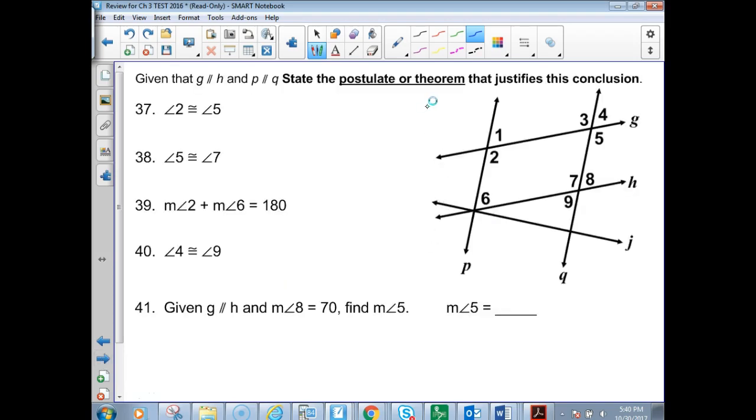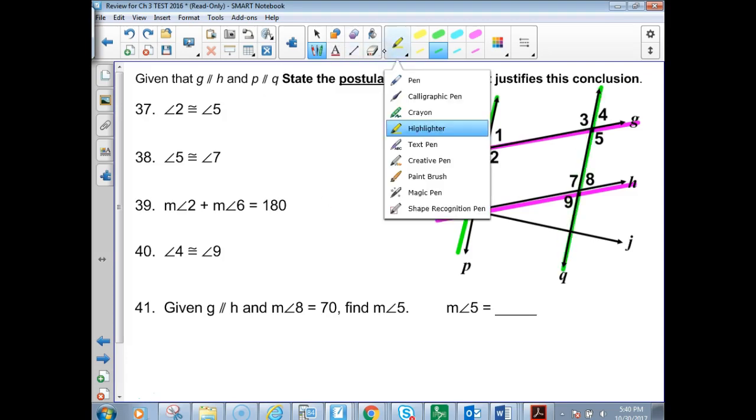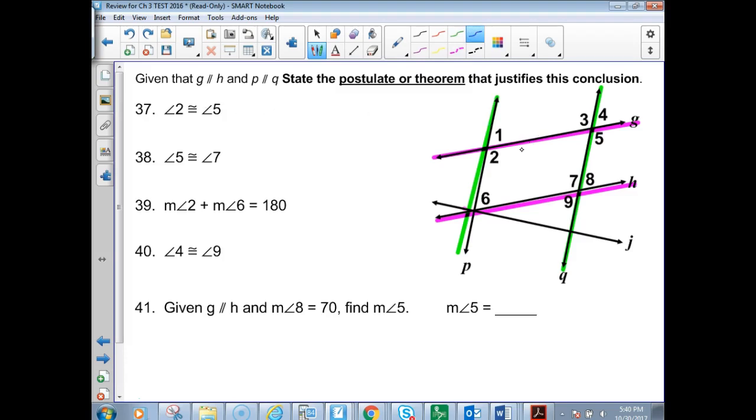Given G parallel to H and P parallel to Q, state the postulate or theorem that justifies each conclusion. All right, first of all, if I've got G parallel to H, let me highlight those two. And I'll go with P and Q parallel. What postulate or theorem justifies angle 2 being congruent to angle 5? Those are along the lines P and Q. That would be if parallel lines, so parallel implies those are corresponding angles that are congruent. That's the corresponding angles postulate.